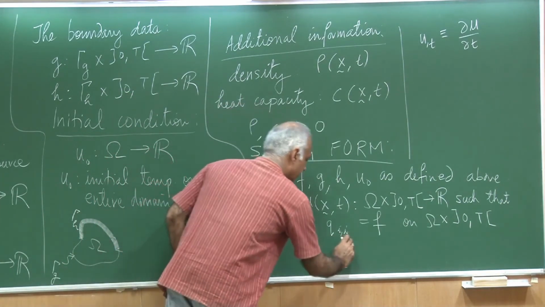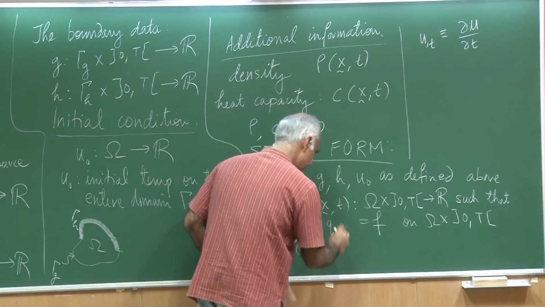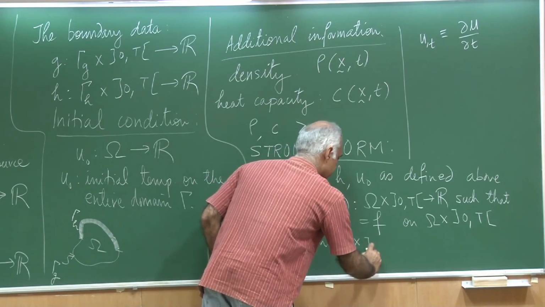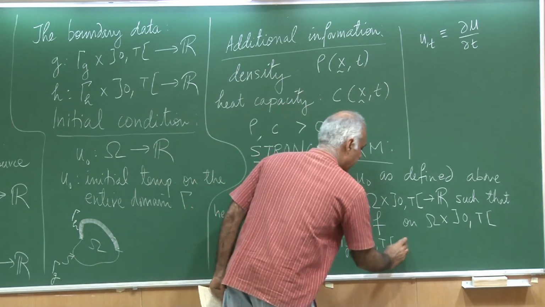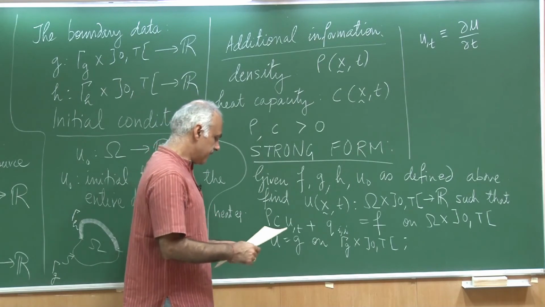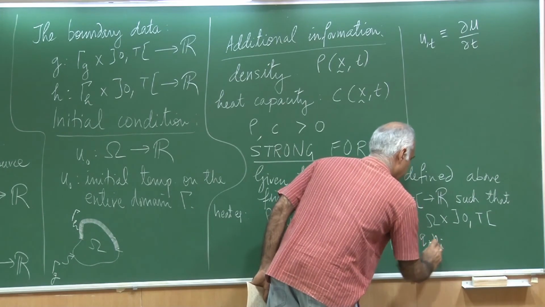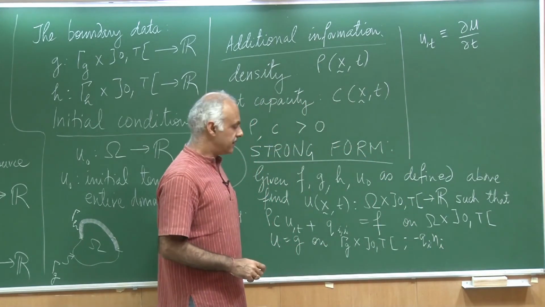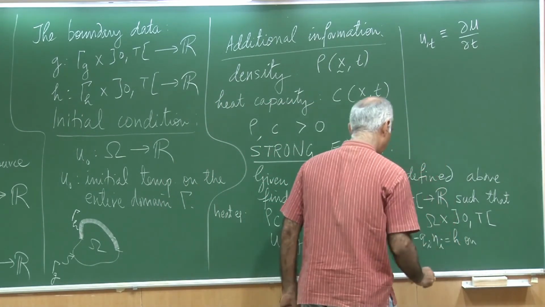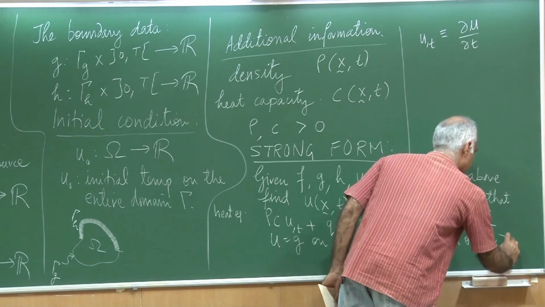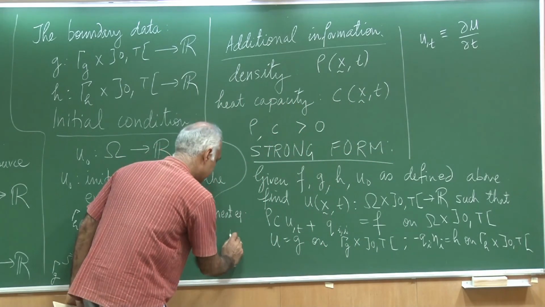Let me write them for you. So, u is equal to g on gamma g cross 0 to T. I am also going to have a Neumann type condition. That is given as minus q i n i. We have seen this before. This is the condition on heat flux. This is going to be equal to h on gamma h cross 0 to T. So, I have given the boundary conditions here.